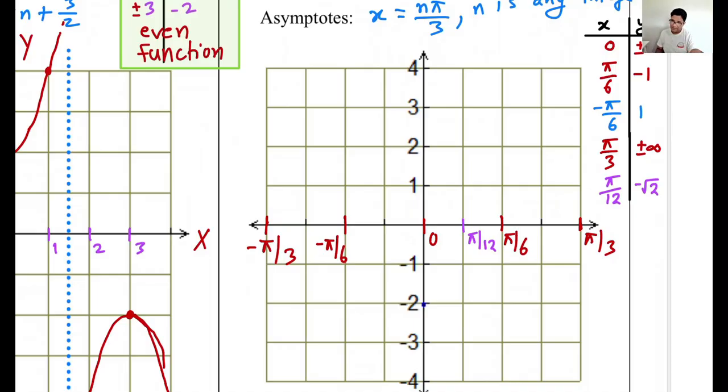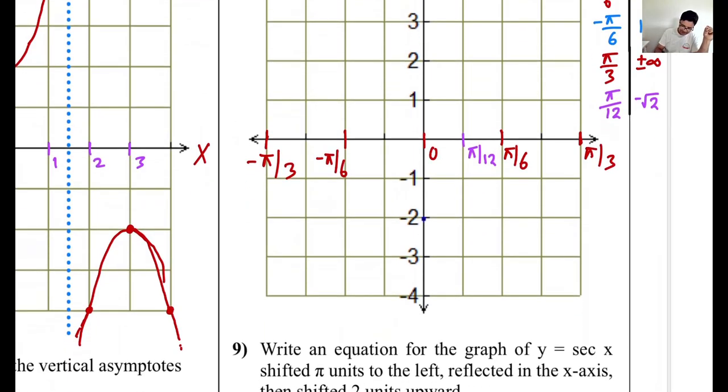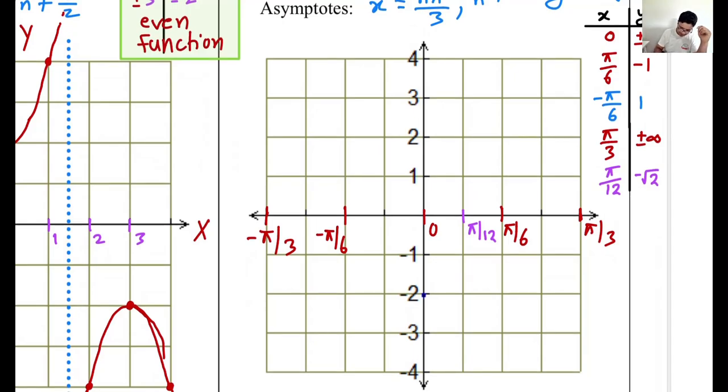Then similarly, again at pi over 3, it becomes undefined. So I was thinking, we have this data now. Why did I calculate the pi over 2, 12? I will show you that now. So we have this idea here that the asymptotes are at 0. You can see here.